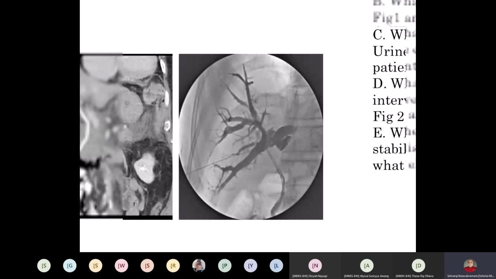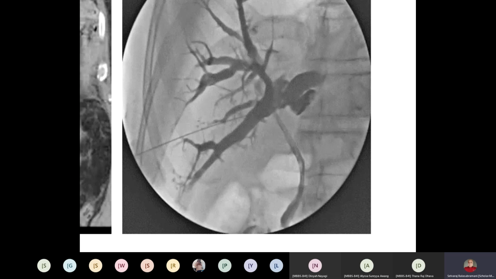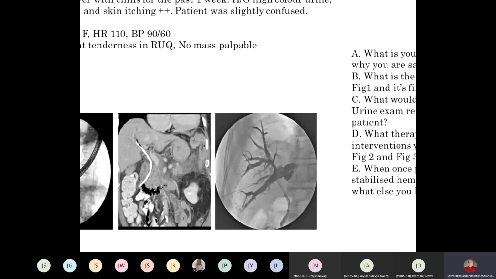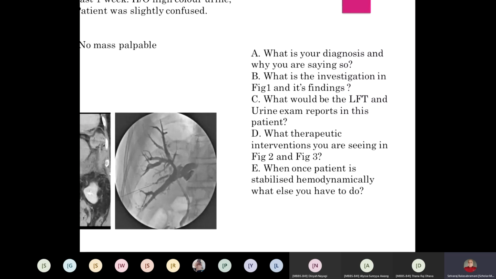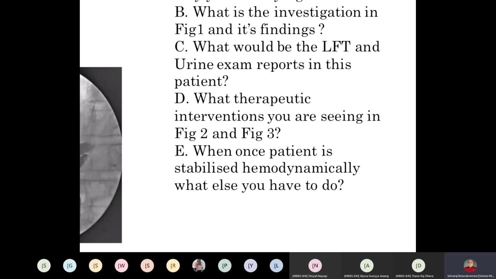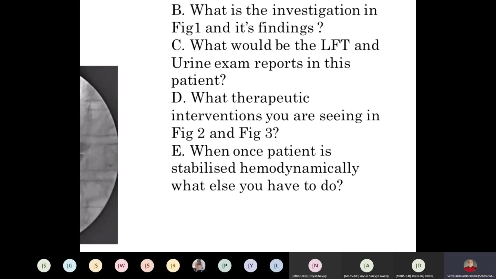PTBD you can definitely do for any patient. So you can drain, either you can put a needle inside or you can put a tube inside. This is PTBD. Okay. After that, what will you do? What therapeutic intervention? Once the patient is stabilized hemodynamically, what else do you have to do?